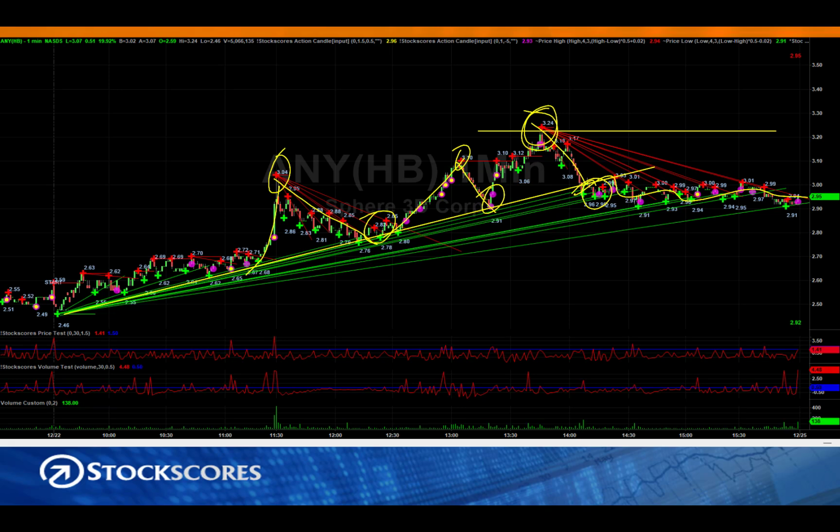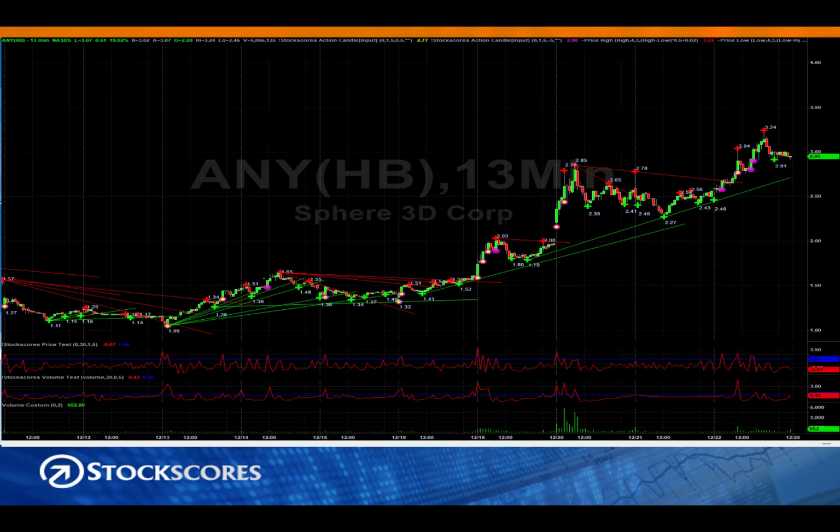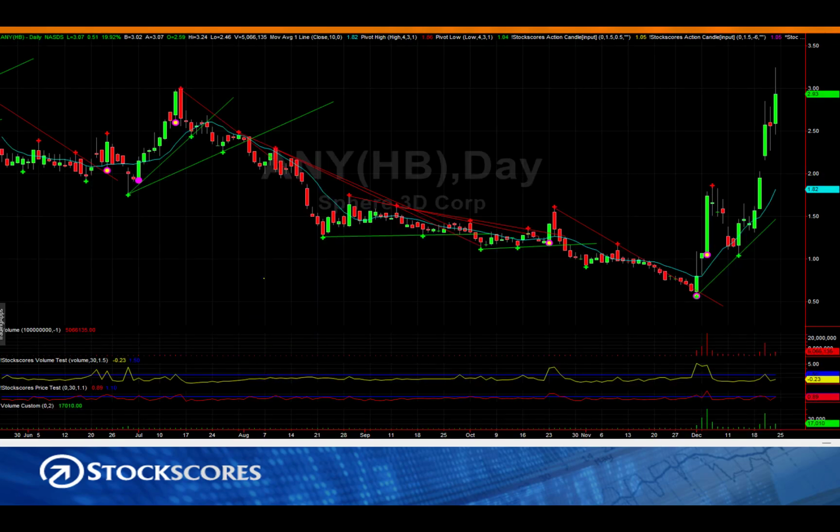The daily chart, the 13-minute chart, and the 1-minute chart were all saying do not buy here because on the 1-minute chart, it was overbought. On the 13-minute chart, it was overbought. And on the daily chart, it was overbought and it was at resistance. That was way up there, 324. So there was a good reason to expect that that stock was going to pull back there.